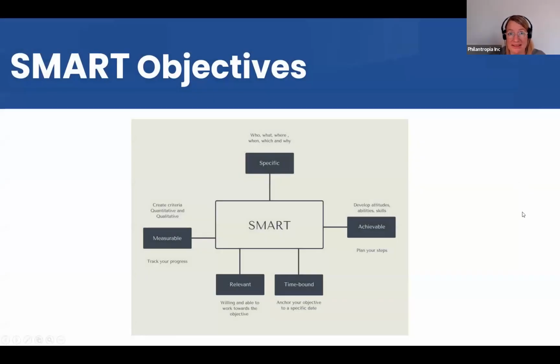Objectives should be SMART. Maybe you already know that term or abbreviation. It means that they should be specific, measurable, achievable, relevant, and time-bound. So what does that mean? When you formulate your objectives, when you put them in writing, you should think about something that is super specific, where you describe who wants to do what, where, when, which, and why. And how, which doesn't have a W, so I put it this way.